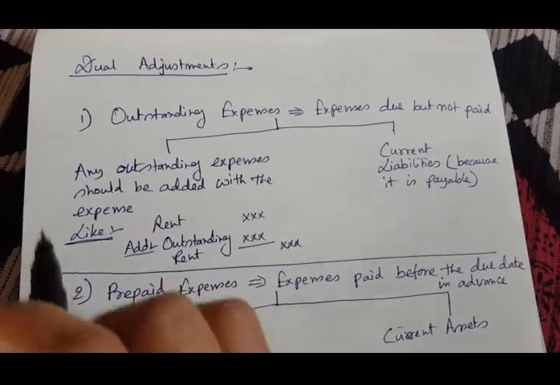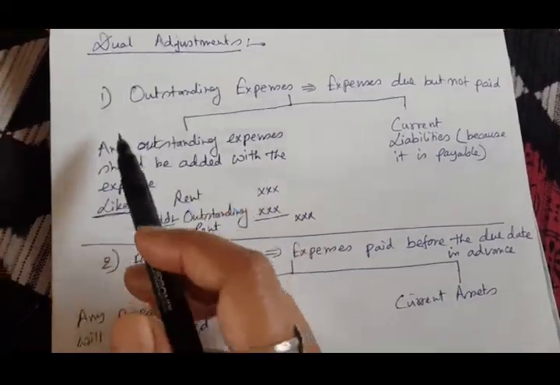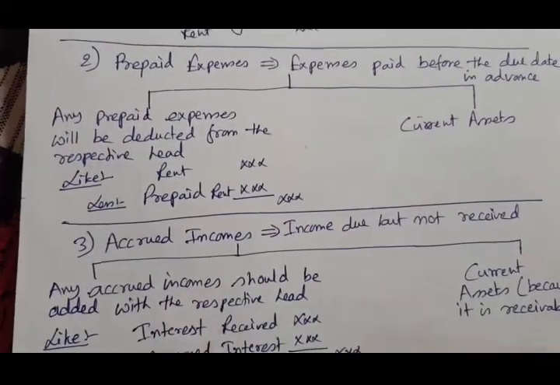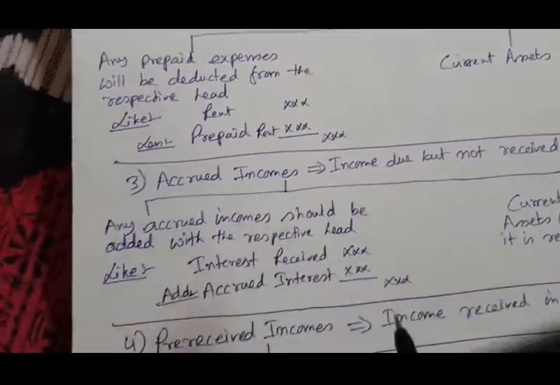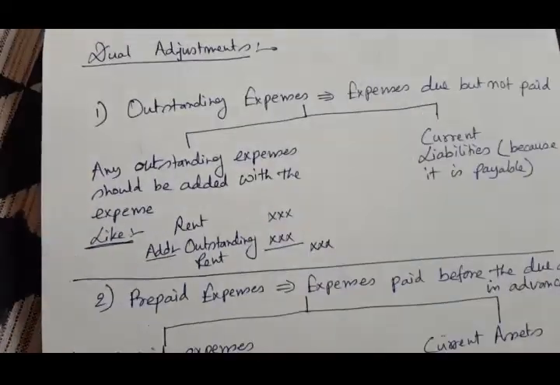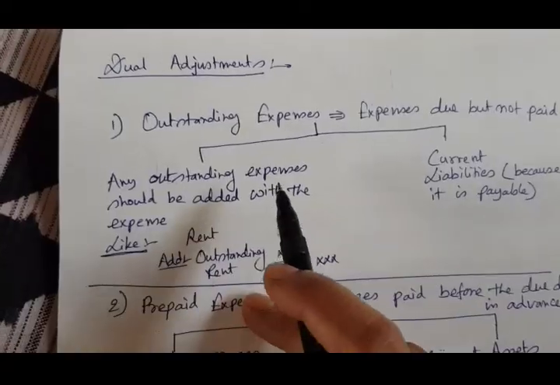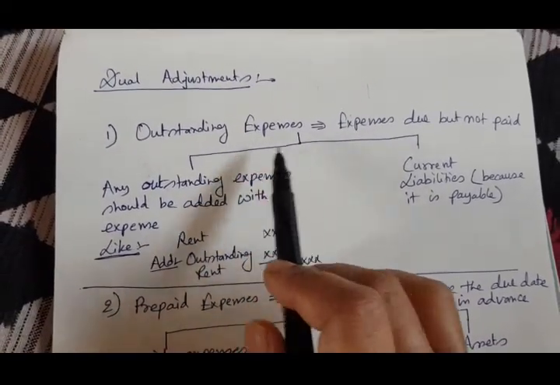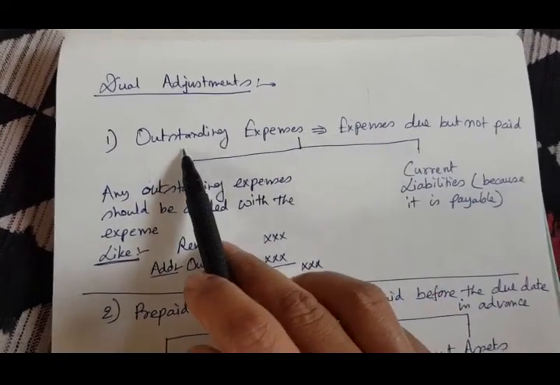One is called outstanding expense, another is called prepaid expense, another one is called accrued income, and the last one is pre-received income. So what is the meaning of these four? First come to outstanding expense. These have dual adjustment. Dual adjustment means we are adjusting it two times.